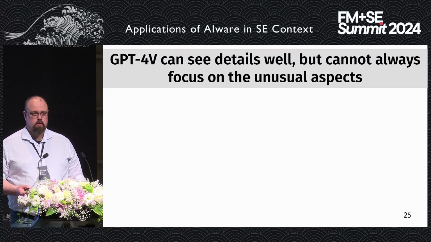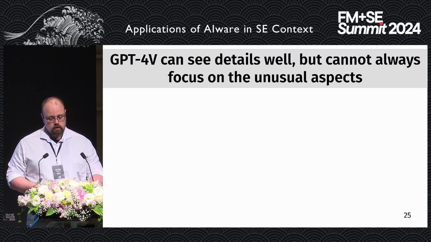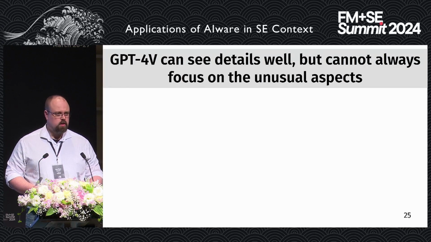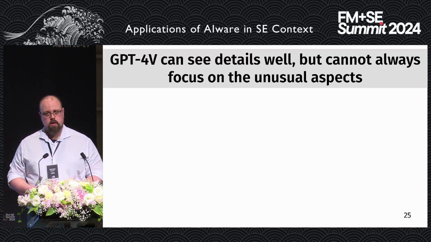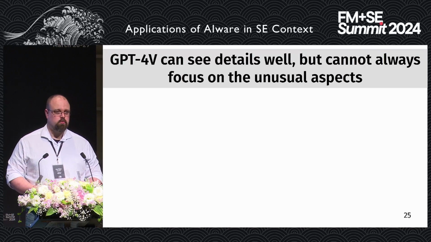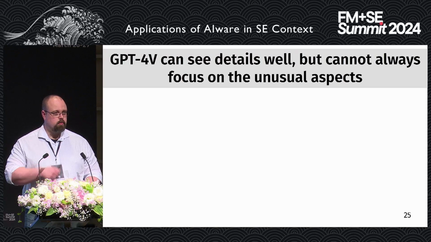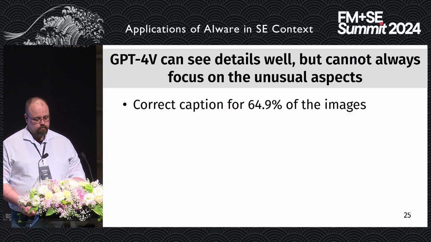Okay, so we looked further in the cases that it could not detect correctly. And we saw that GPT-4v can actually see details in images quite well, but it cannot always focus on the unusual aspects. So what we saw, for example, in the Batman, the rain inside example, is that it was actually focusing on the color of Batman's suit, which is red in that image because of some lighting aspect, okay?